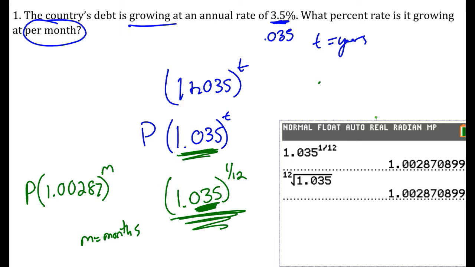So what percent is that? Well, what percent is that? It is 0.287%. 0.287% is the percent rate of change.